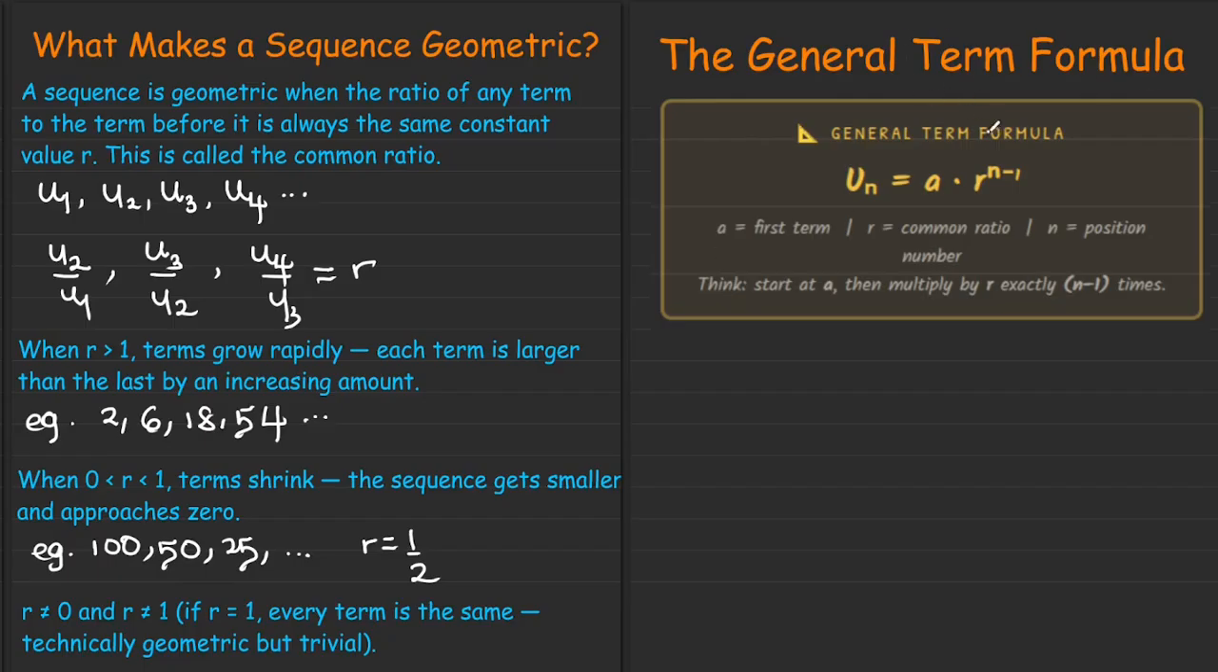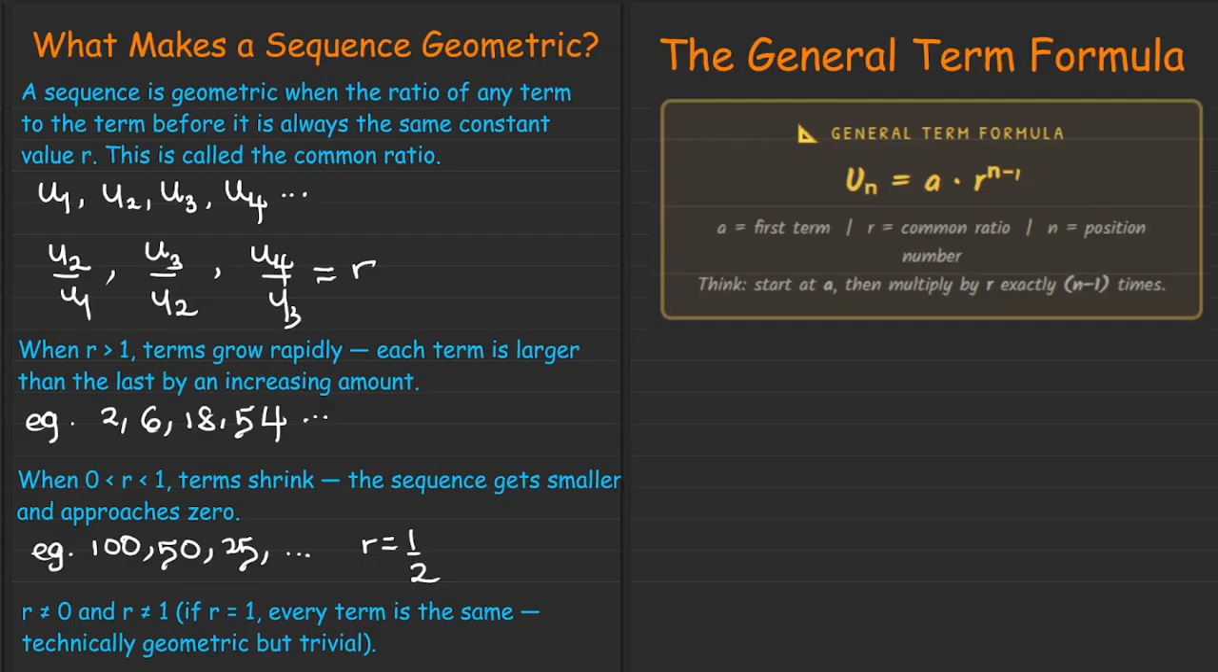Talking of the general term formula, for a geometric sequence with the first term being A and the common ratio being r, the nth term is found by multiplying your A by r to the power n minus 1. This is the general formula of a geometric sequence. You remember that of a linear sequence; it is very different from what we have here. So A is our first term, r is the common ratio, and n is the position number.